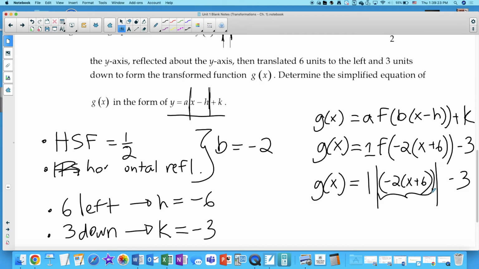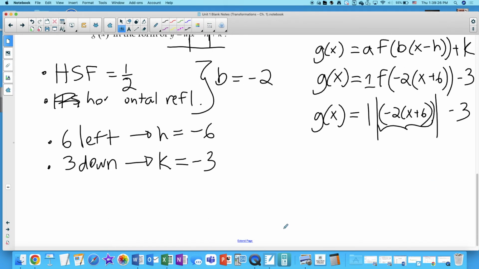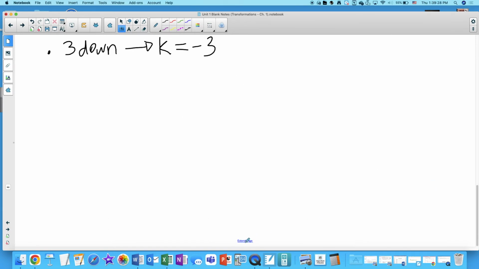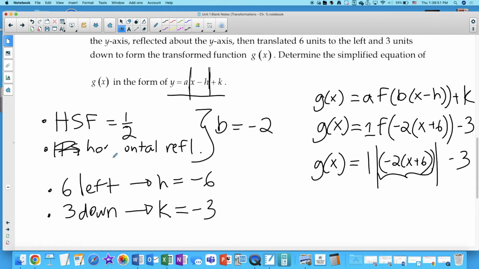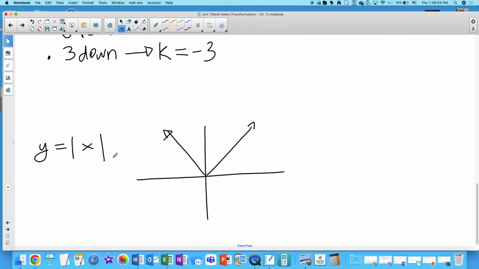Okay, so let's just think about this. If you consider y equals absolute value of x, let's not worry about the translation right now. Let's just worry about the stretch and the reflection. Guys, I know that a lot of you are talking about this, but it's really distracting for me when there are so many side conversations going on.